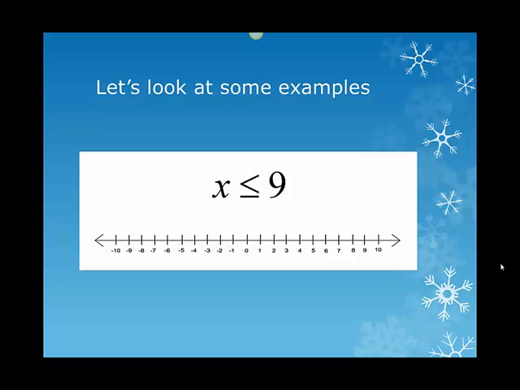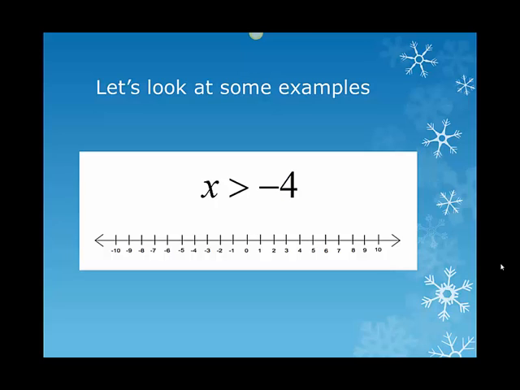Here we have x is less than or equal to 9. Once again, this one has an equal to piece, so I know it's going to be a closed circle because 9 is a possible solution. And since we're looking for all the numbers that are less than or equal to 9, I would shade to the left because all those numbers on the number line are less than or equal to 9.